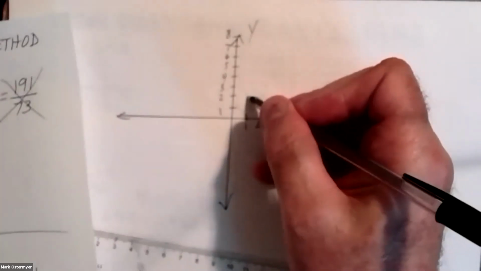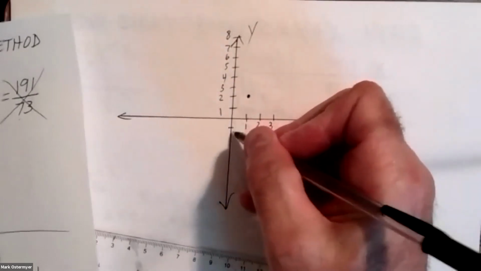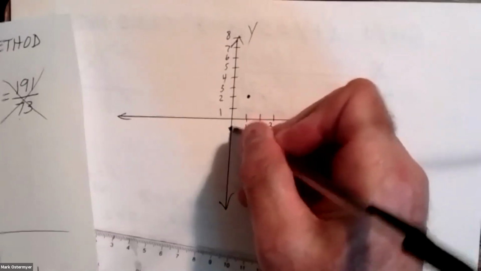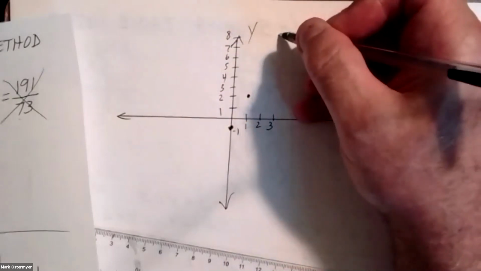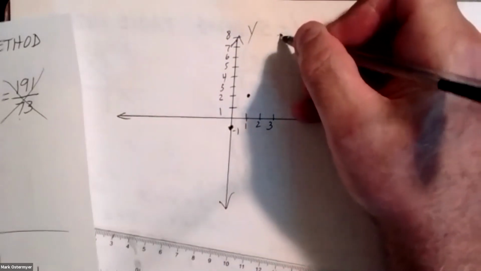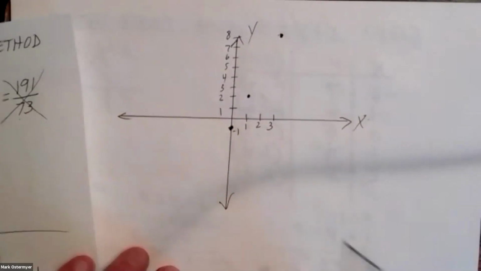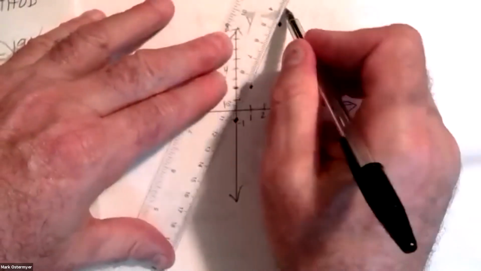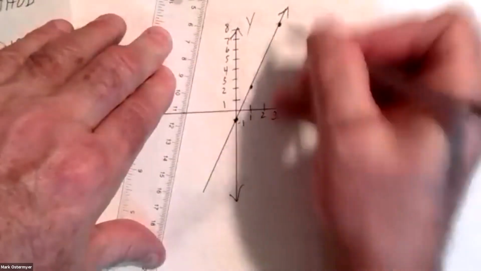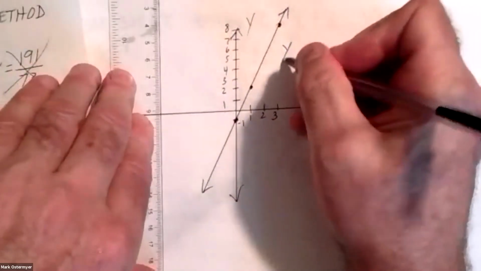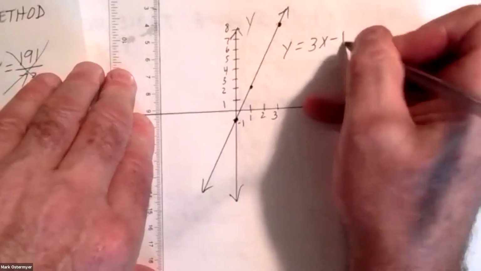All right, so we want to plot the point (1, 2): over 1, up 2. There's (1, 2). (0, -1) is going to be down here on the y-axis. (3, 8) is over 3 to the right and then up 8, so it's right about there. Looks like these points lie on a line. I'm going to take a ruler and put a line through these points, and you have the graph of that linear equation. That is the graph of y equals 3x minus 1.